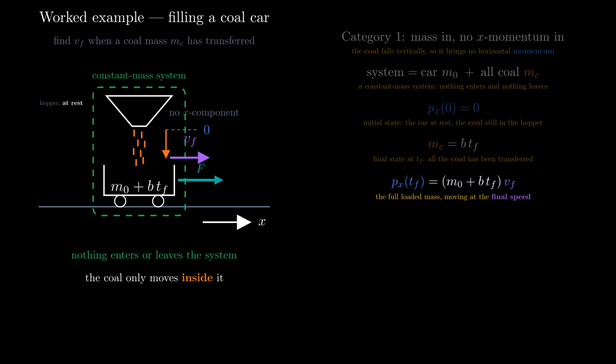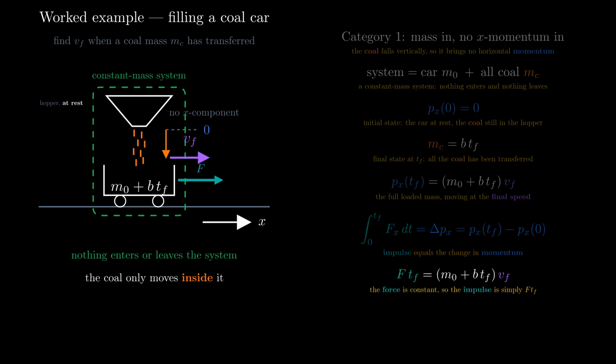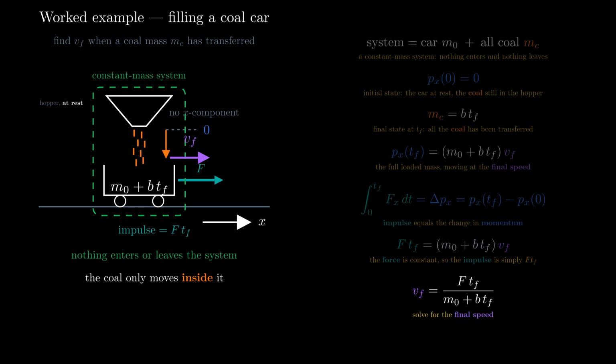Now apply the momentum principle in the x direction. The impulse of the external force equals the change in momentum. The integral of F from time 0 to time t_f equals the final momentum minus the initial momentum. The force is constant, so the integral is simply F times t_f, and the momentum principle becomes F times t_f equals m0 plus b times t_f, all times v_f. Solving for the final speed, v_f equals F times t_f divided by m0 plus b times t_f.